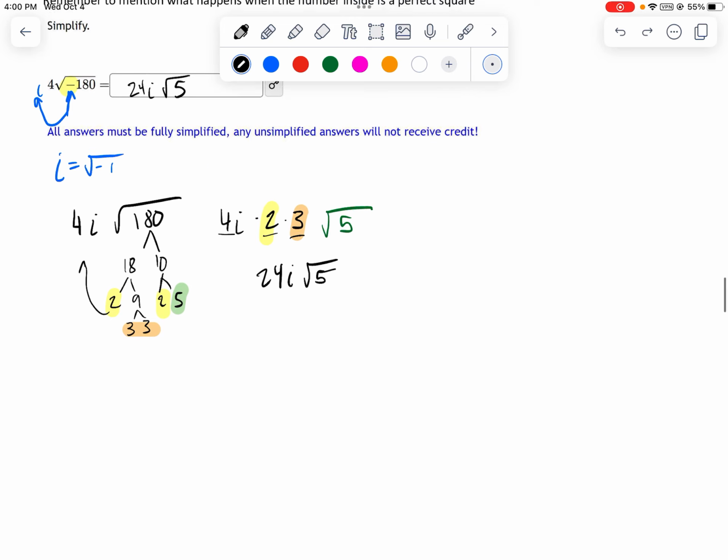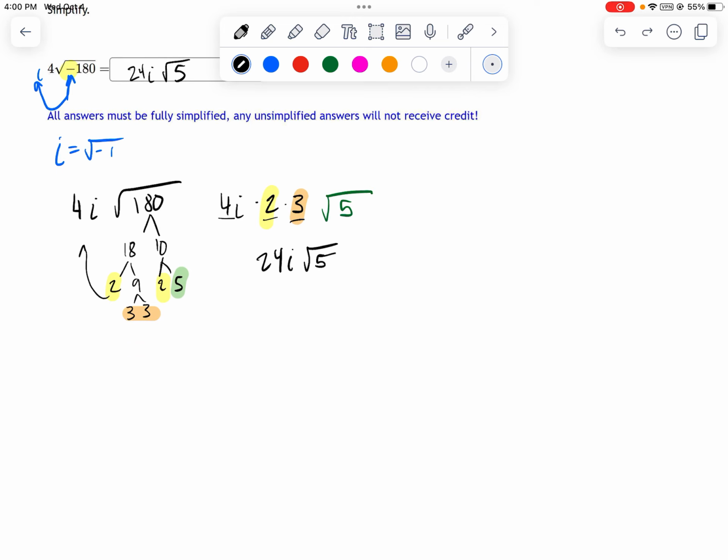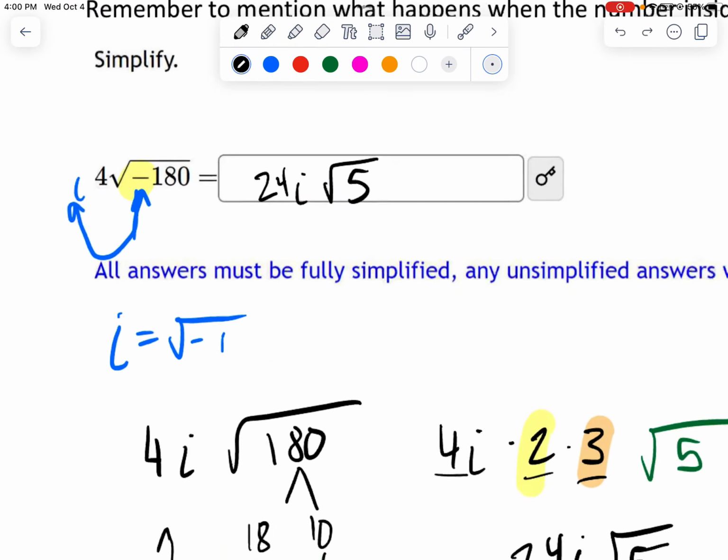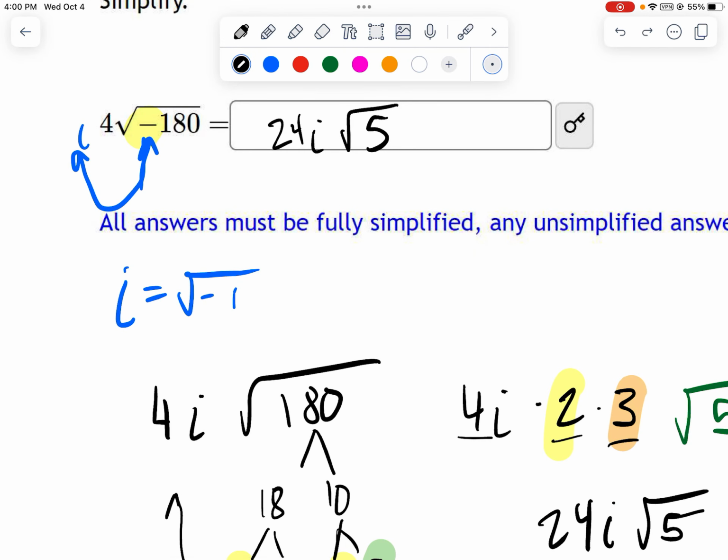So just keep an eye out when you're going through these. If we had negative square root of 36, that's 6 times 6, bring it out, and the i would have come out, so we had i times the 6 we brought out, in other words, 6i, and that would have been our answer because there's no numbers left behind. That's what I'm talking about there. Alright, so keep that in mind, but our answer for this one was just 6i square root of 5.